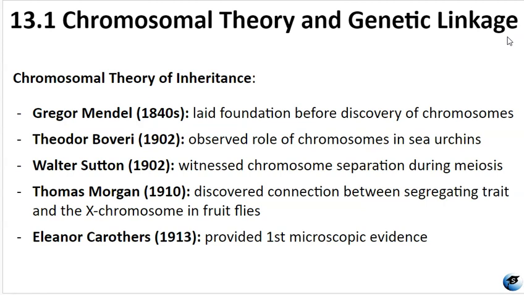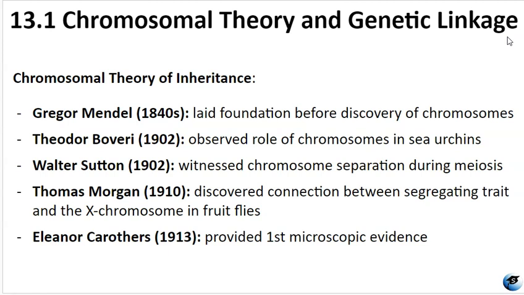Then Thomas Morgan further supported the theory through his extensive fruit fly crosses, and this provided experimental evidence in favor of the chromosomal theory of inheritance because it revealed a connection between a segregating trait and the X chromosome, disrupting Mendel's predicted outcomes. So this led to scientists realizing that genes located on the same chromosome can sometimes become unlinked during meiosis.